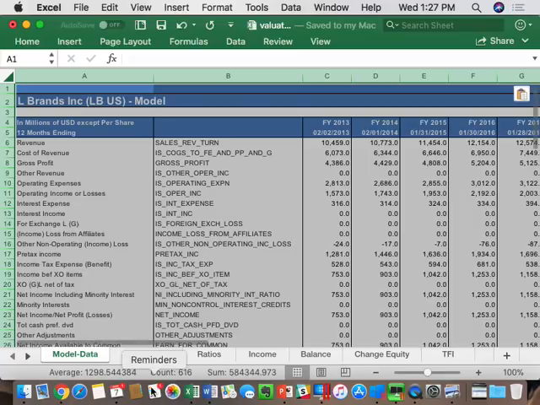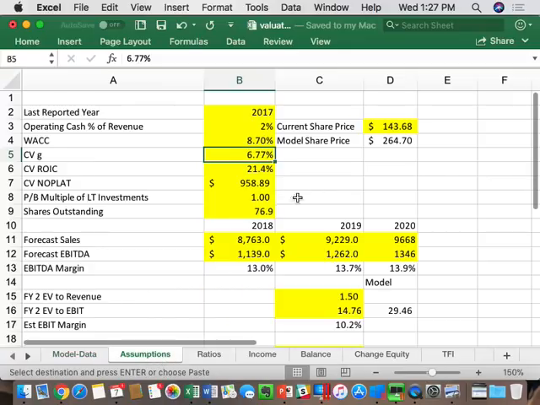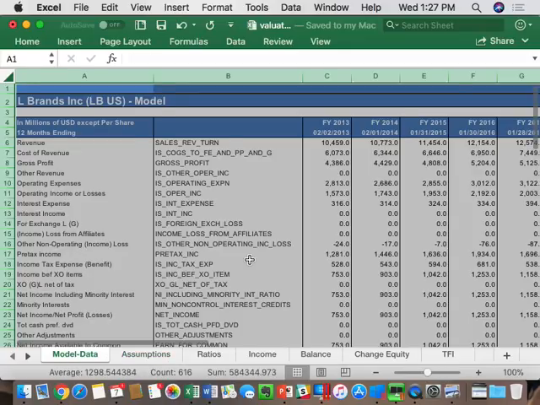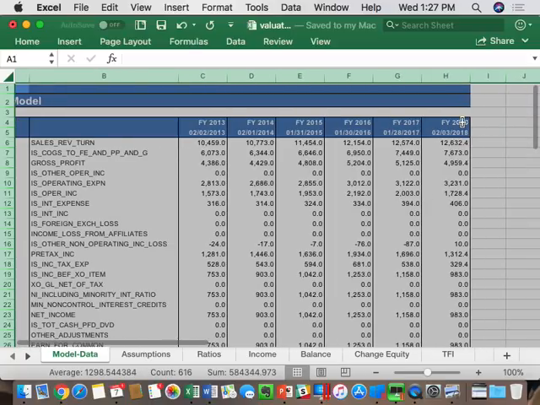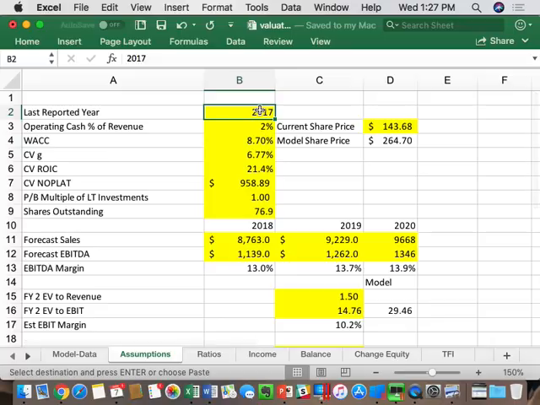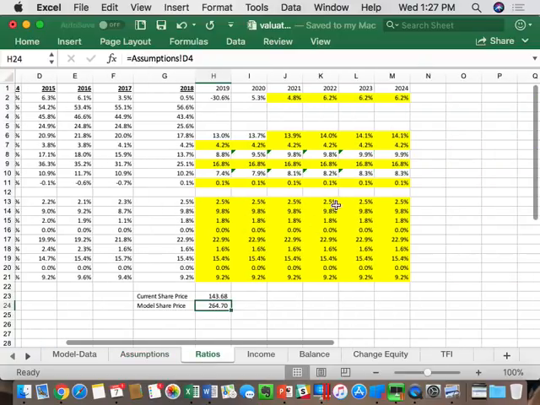Right? Then what do we do? We go to assumptions. Oh, L Brands, they've already reported their fiscal 2018 as of February 3rd. So my last reported year is 2018. Don't forget to change that. So you're forecasting through 2024 for L Brands, their fiscal 24, right? Which is really 2023, but it's their fiscal 24. So change last reported year.